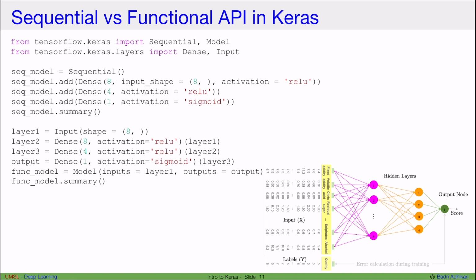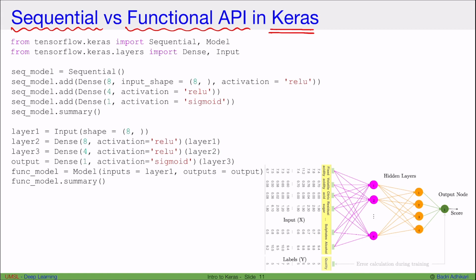Something that's also important to know when we talk about learning to use Keras is the difference between the sequential API that Keras offers and the functional API that it offers. It is very important that we understand the difference between these two and use them appropriately.